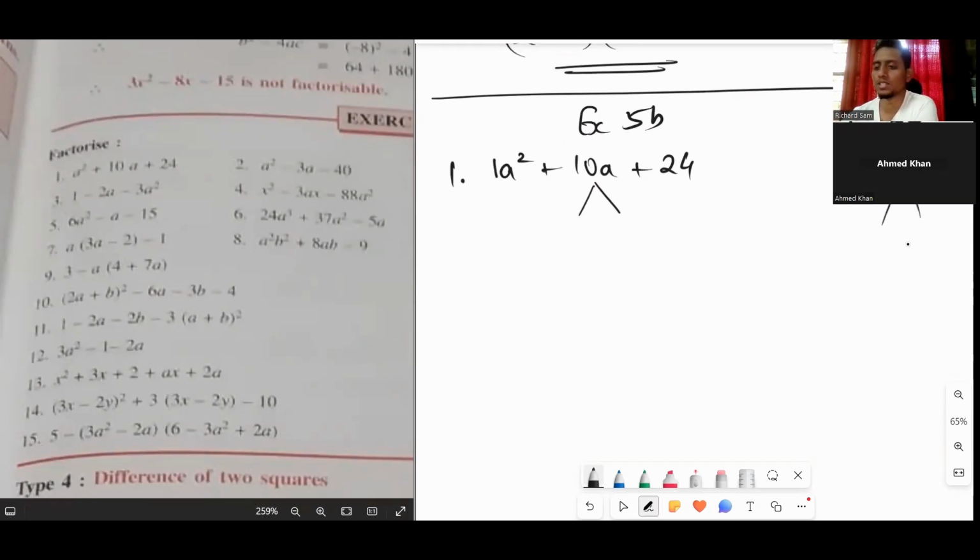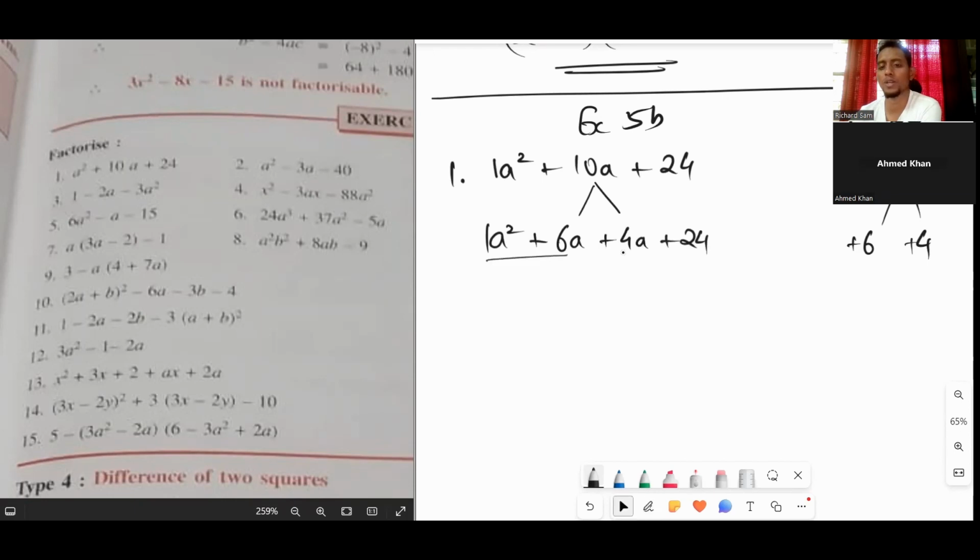Now you need to find two numbers such that their sum is 10 and their product is 24. Think of two numbers. 6 and 4. When you add them, you're getting 10. When you multiply them, you're getting 24. So now we will write everything as it is. Only this 10a will be split as 6a and 4a. Both are plus. So that means 1a square or just a square plus 6a plus 4a plus 24.